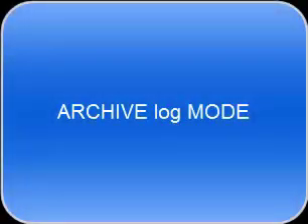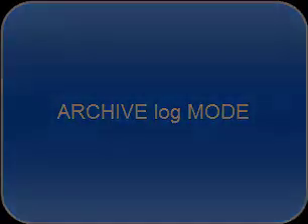So what is archive log mode? Archive log mode is the mode which saves or archives the data from the database. It can contain both previous or older data and new data. It means that without overriding the data, it can store and archive the previous data. That means it can store older data and new data.